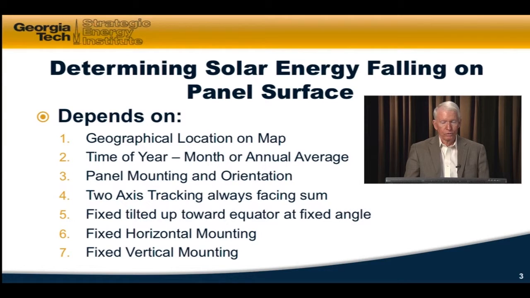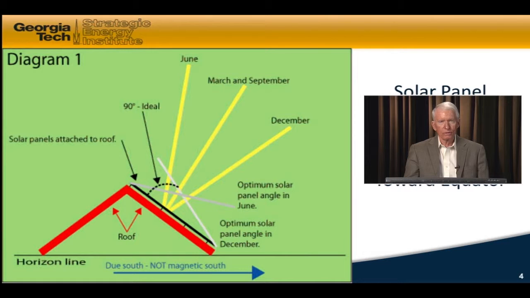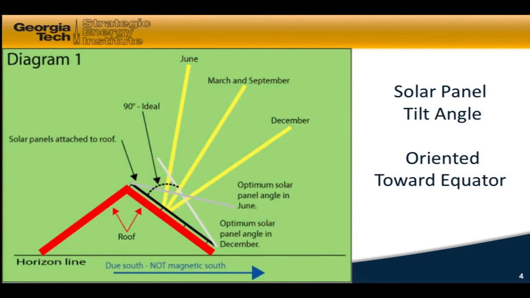We can fix the panel, which is the cheapest way to install them, and tilt them up toward the equator at a fixed angle. That means if we're in the northern hemisphere, we're tilting them up to the South Pole. If we're in the southern hemisphere, we're tilting them up from the flat horizontal surface toward the North Pole. And we can also have fixed horizontal mounting, flat on the ground, or we can have vertical mounts on the sides of buildings.